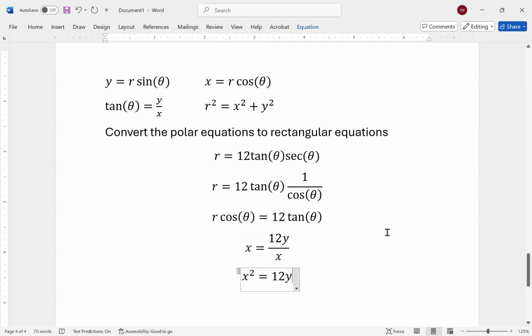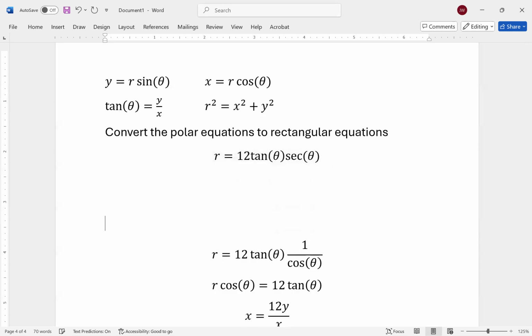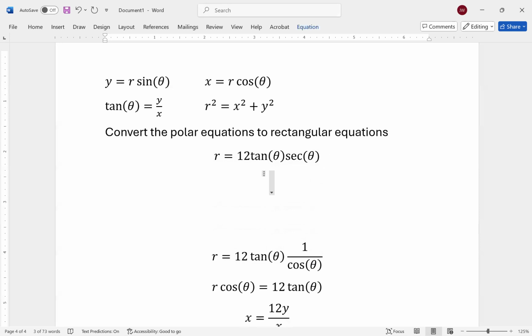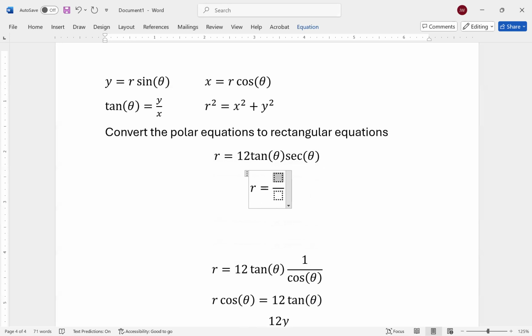Obviously, that's a parabola. We did a very similar thing earlier, the reverse, although with a different coefficient out front. And just like earlier, this is not the only way you could have done this. One way is to convert the tangent and the secant into all sines and cosines. If you did it that way, then what you would get is r is equal to 12 times sine of theta divided by cosine squared of theta.